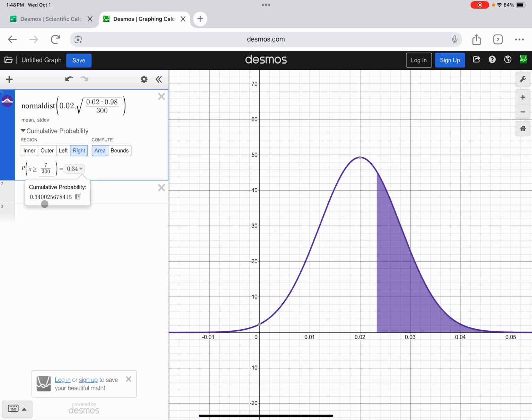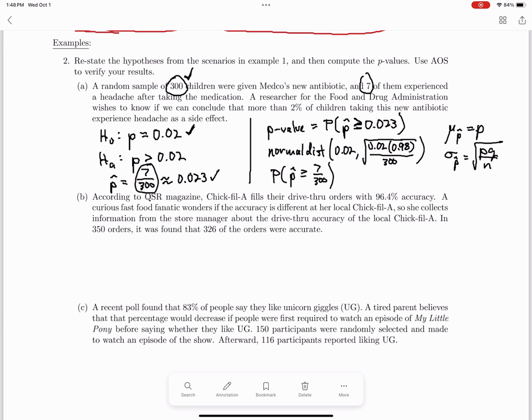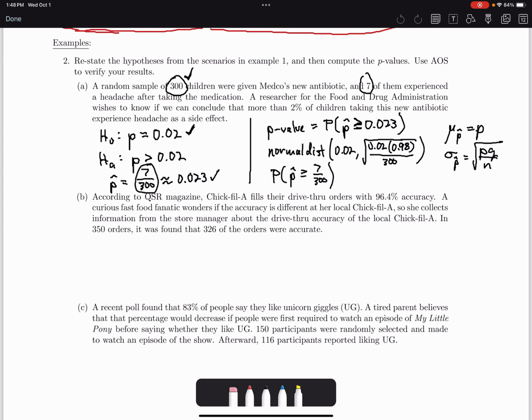Or if you want to go to more decimal places than just 2, you could click on the little down arrow. So we usually go to 4 decimal places with p-values. So we'll say 0.3400. Okay, and that's how we would compute the p-value. Let me show you how to do that same thing in Art of Stat, okay?